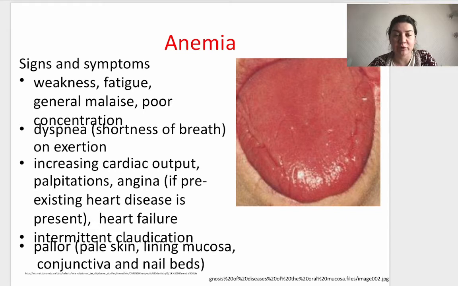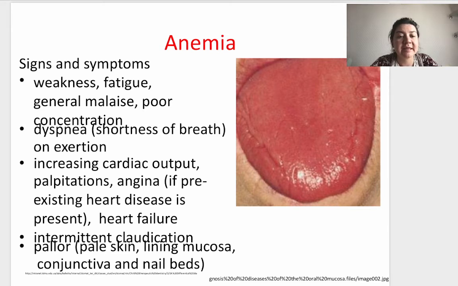Signs and symptoms of anemia. They can be a little bit different in different types of anemia, but some of them are the same and specific for all anemias. It is weakness, fatigue, general malaise, poor concentration. It is dyspnea on exertion, or another name, shortness of breath.